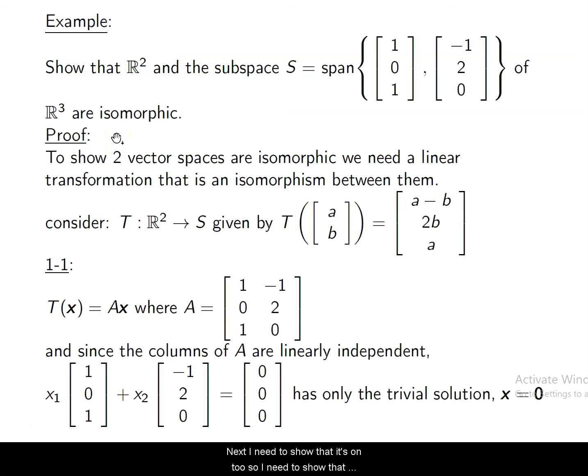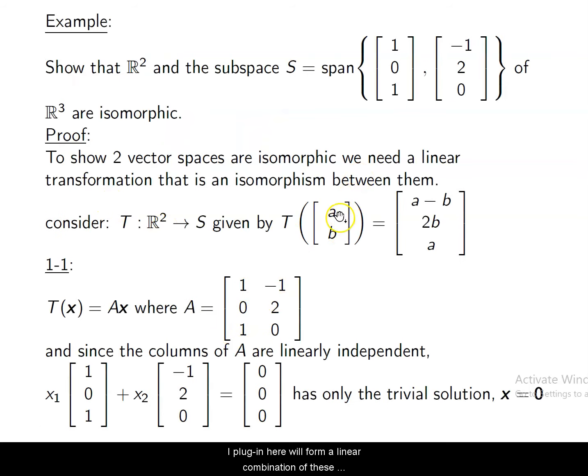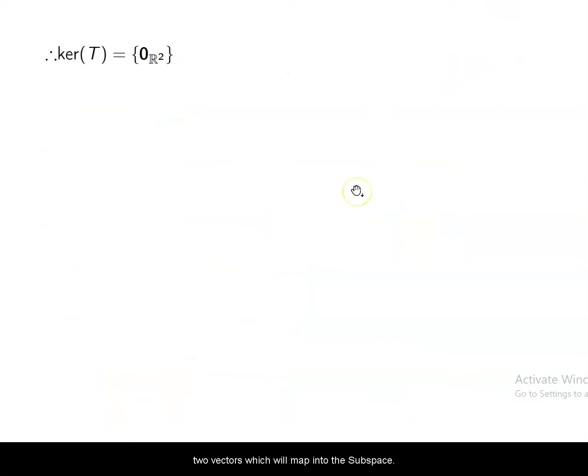Next, I need to show that it's onto, so I need to show that every transformation from R2 maps to and covers the subspace S. The column space of A is the span of these vectors, which is S itself. Therefore, T is onto, right? So all linear combinations of my transformation matrix is really just the subspace itself. I did that by design. That was the easiest way to do it. So T is onto. No matter what I plug in here, will form a linear combination of these two vectors, which will map into the subspace, right?